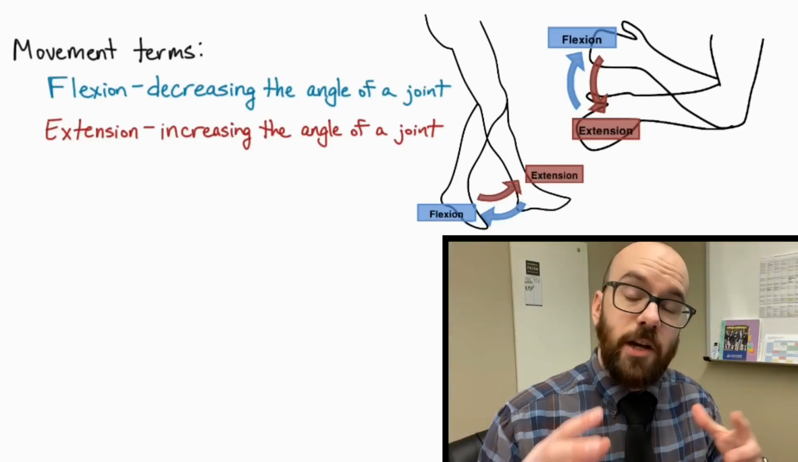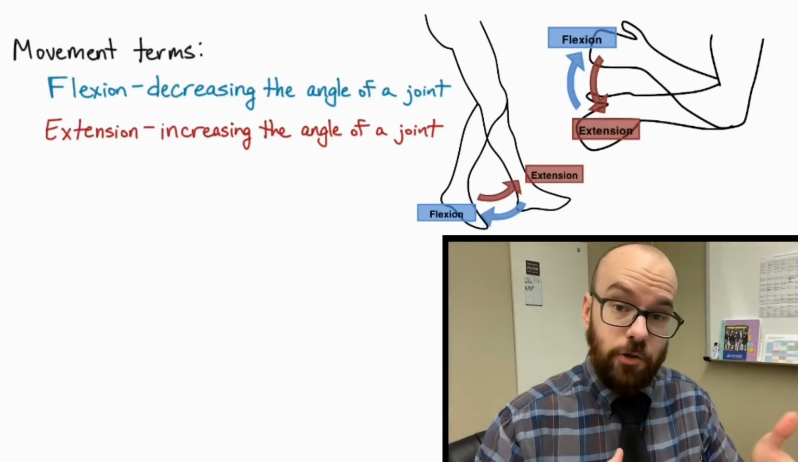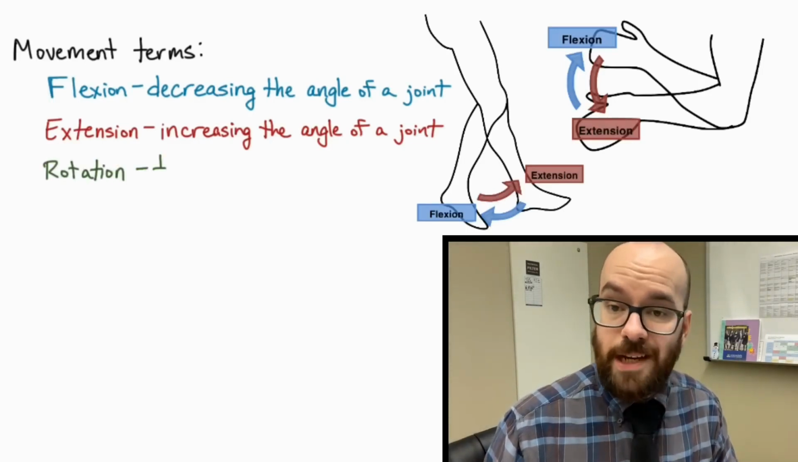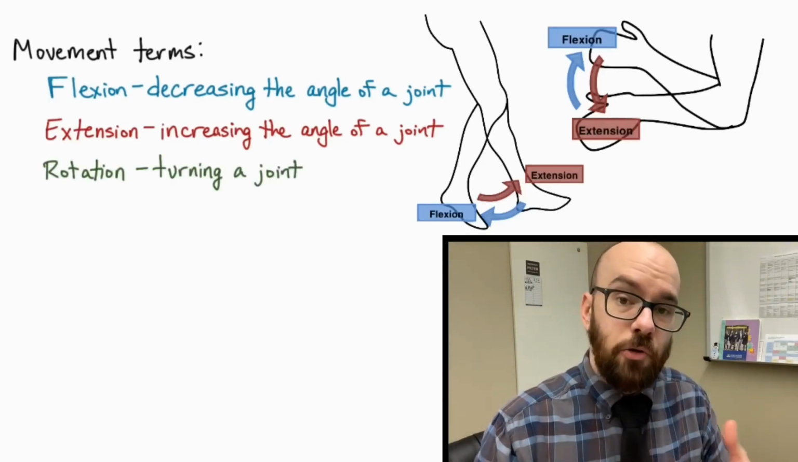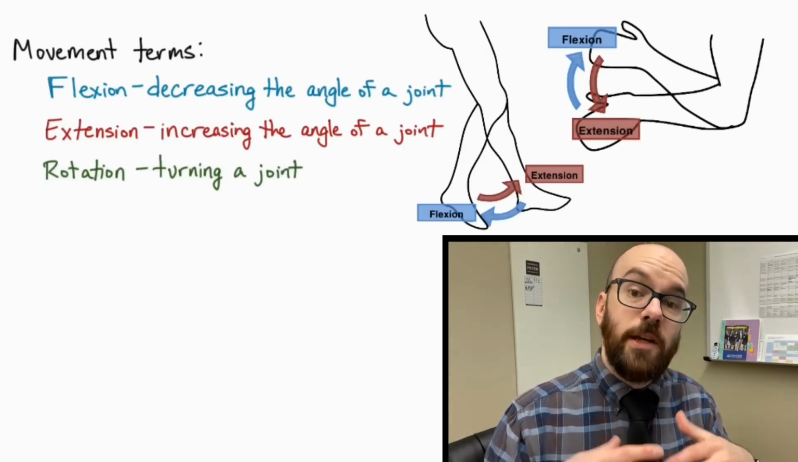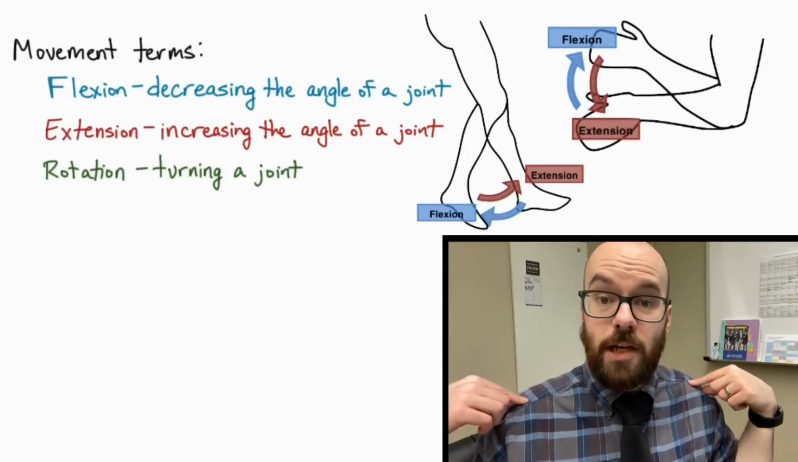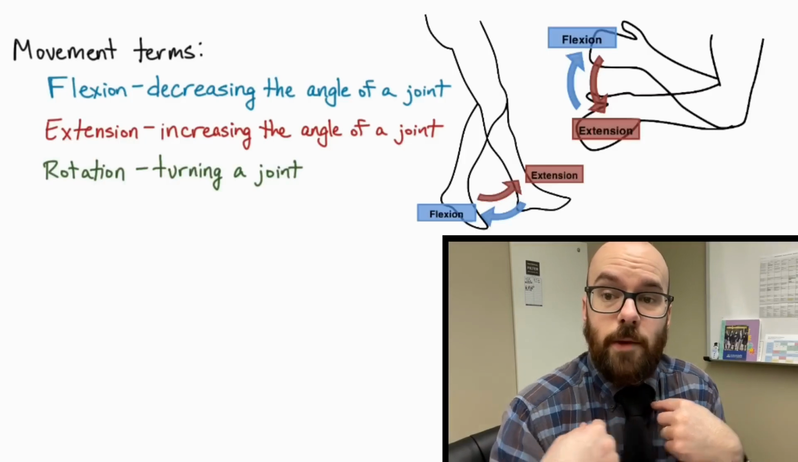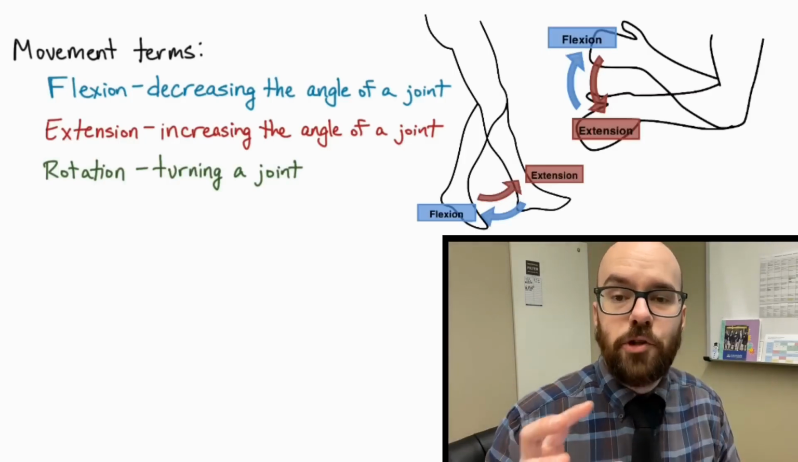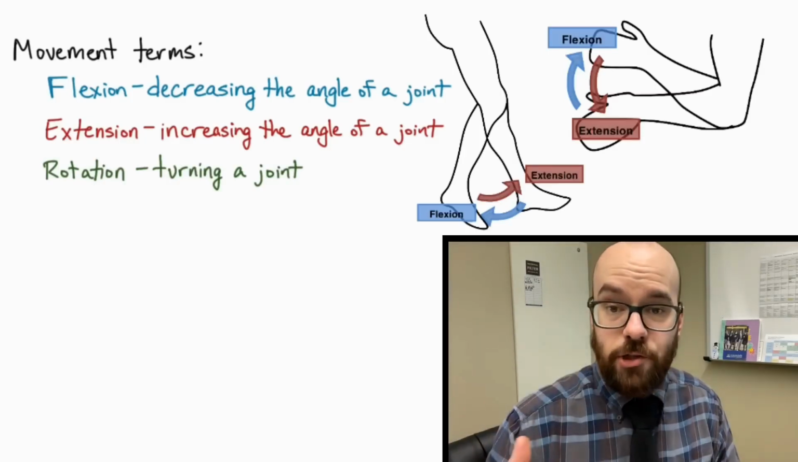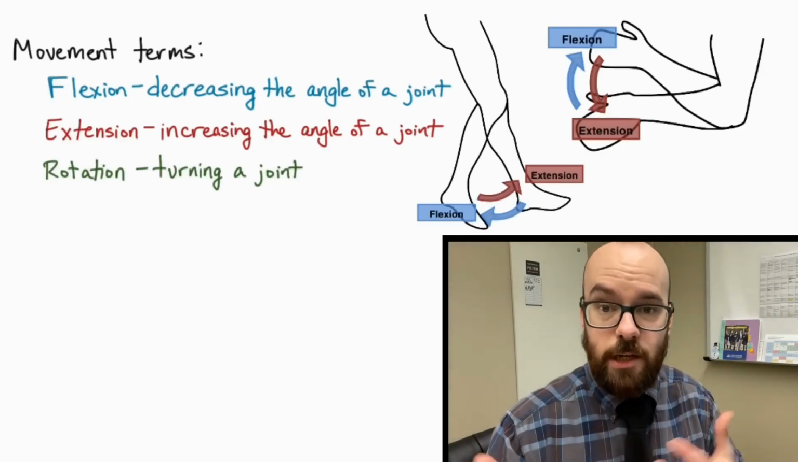So those are flexion and extension, but we have other motions that our joints can do as well. One of those is rotation. Rotation is just going to be turning a joint, and usually when we talk about rotation, we need to indicate a direction, such as I'm going to rotate my shoulders medially, or I'm going to rotate my shoulders laterally. So we usually pair the word rotation with a directional term to indicate which direction we're rotating that joint.